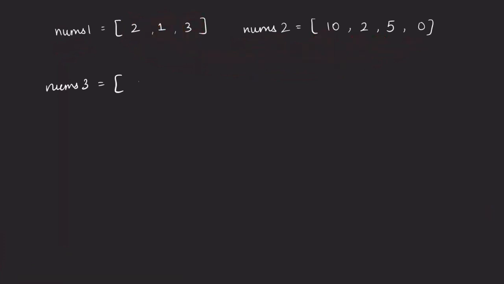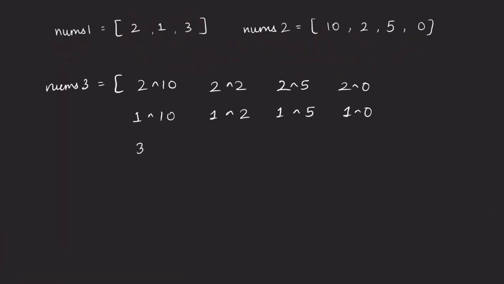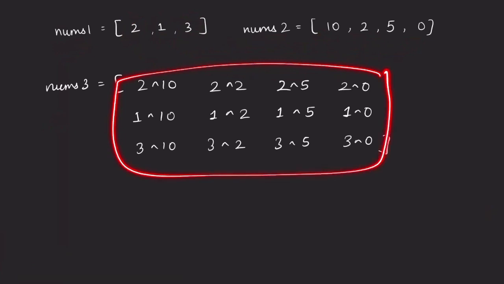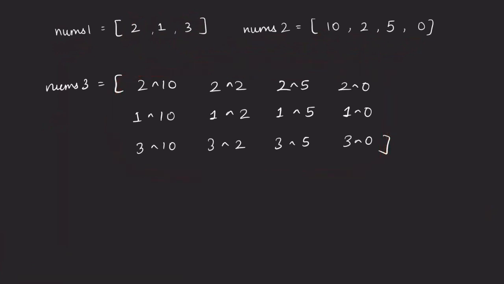So basically here we have 2 XOR 10, 2 XOR 2, 2 XOR 5, 2 XOR 0, 1 XOR 10, 1 XOR 2, 1 XOR 5, 1 XOR 0, and then for 3, 3 XOR 10, 3 XOR 2, 3 XOR 5, and 3 XOR 0. So this is the third array nums3. Now what we need to do is find out the XOR of all these elements, and that is going to be our answer, right? So basically we need to do XOR here also, and whatever value we get, that is our answer.